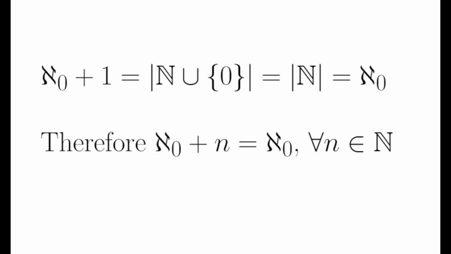But this is just the cardinality of N, since I can add 1 to each of these numbers and I get the set N without changing its size. And we know the cardinality of N is aleph null. Therefore, aleph null plus 1 is equal to aleph null. And in fact, for any finite n, aleph null plus n is aleph null, since this operation is associative, and I can just add 1 to aleph null n times.